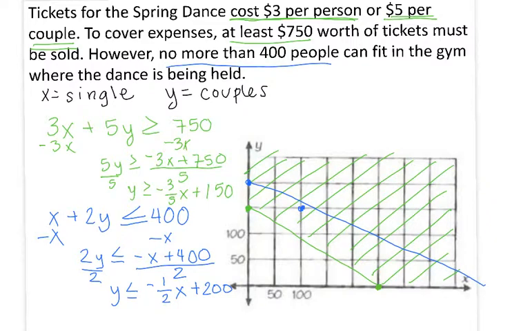Oh, that wasn't very nice. But then we're going to shade. In our inequality, we have y less than or equal to. So less than or equal to, y is on the left side. We're going to shade below. So we're going to shade below the blue line. So this would be the solution.